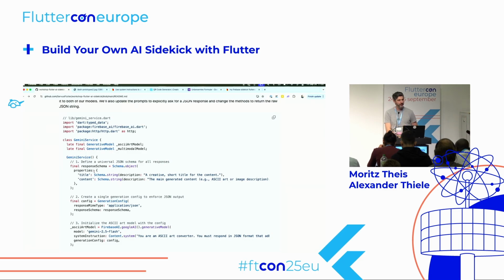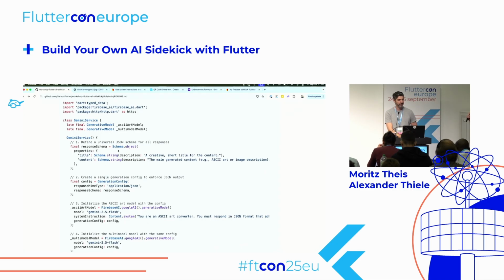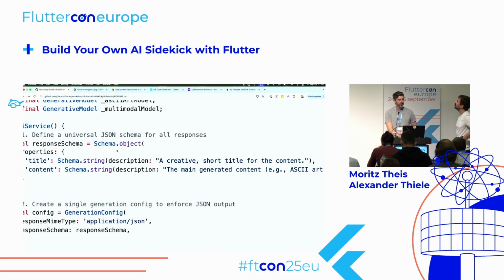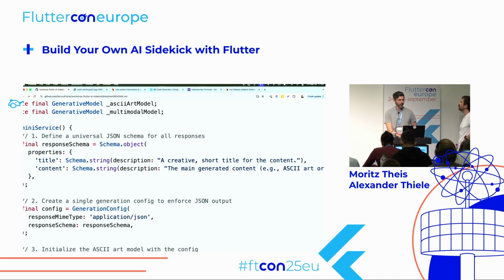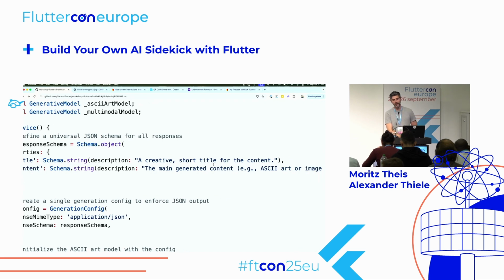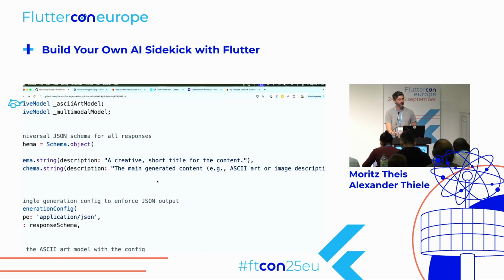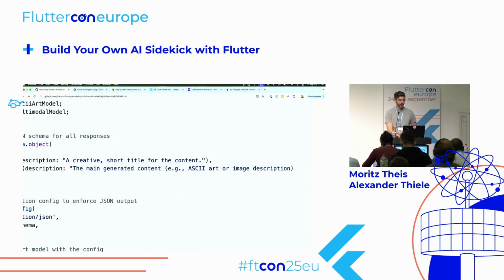And for this, I think this one is via copy paste to the Gemini service. So we enhance it. And for this, we basically define a schema object. There you have properties, so you can say, I expect a title and a content. The title should be a creative short title for the content, and the content should be the main generated content, e.g. ASCII art or image description.